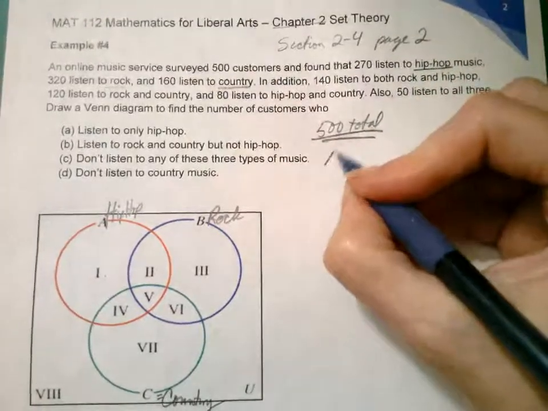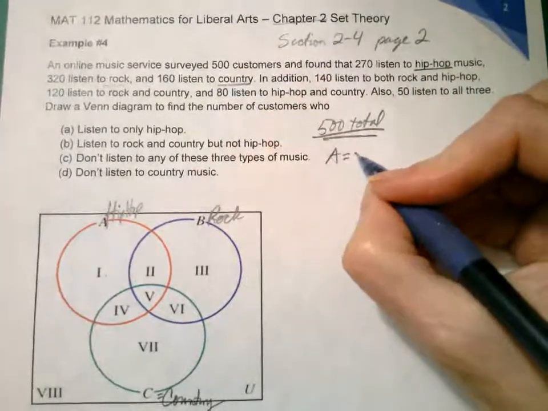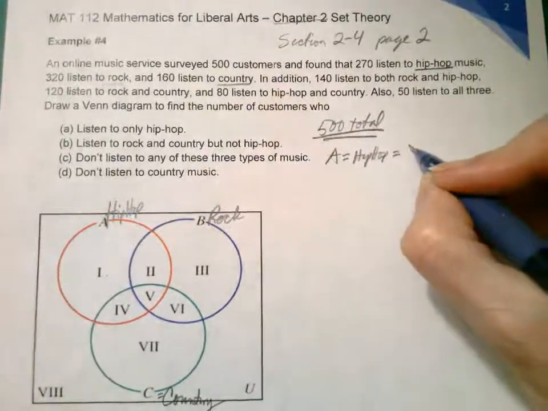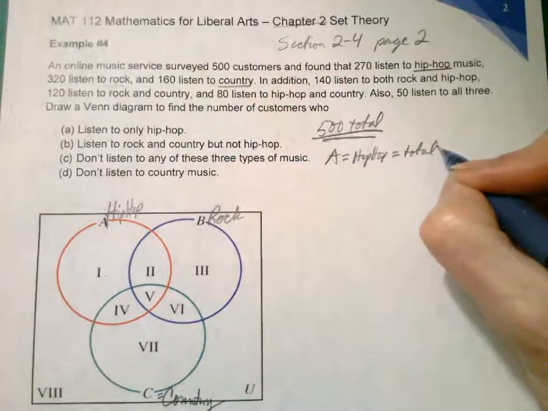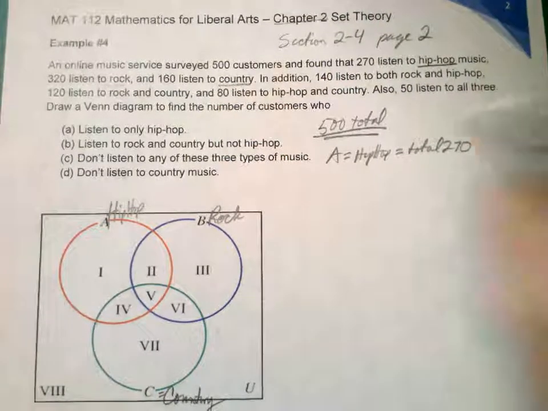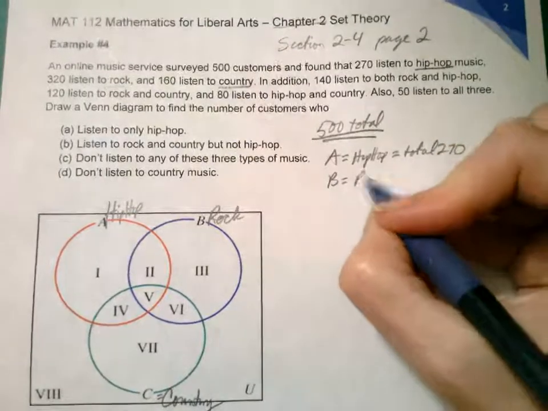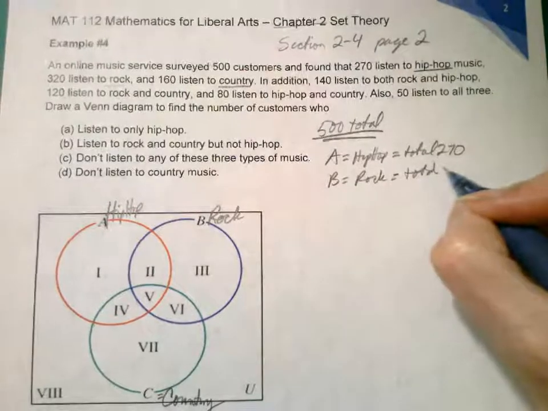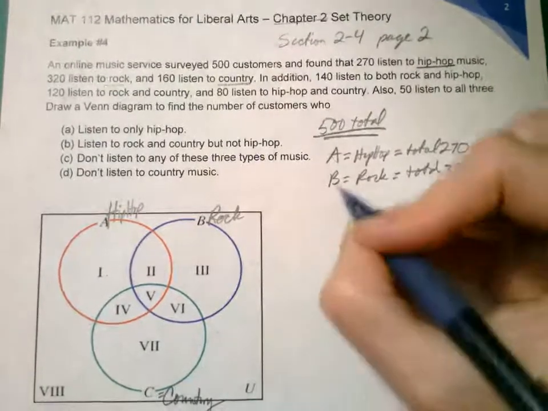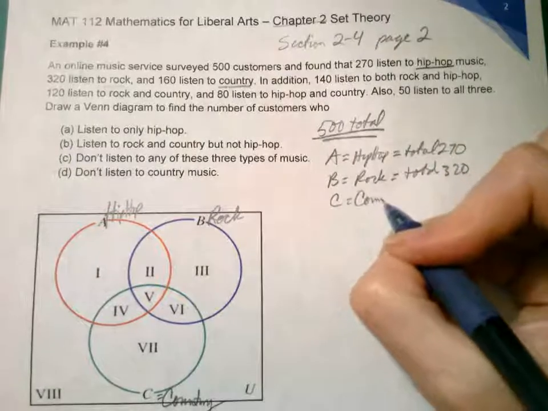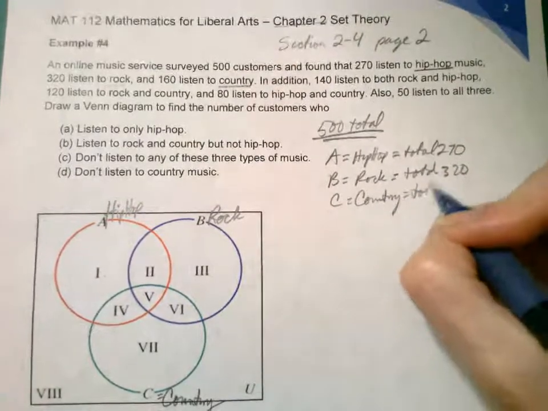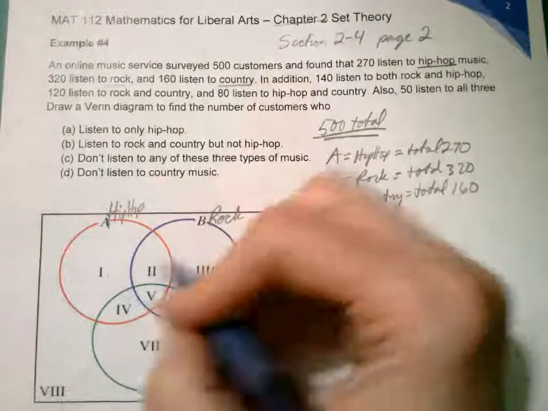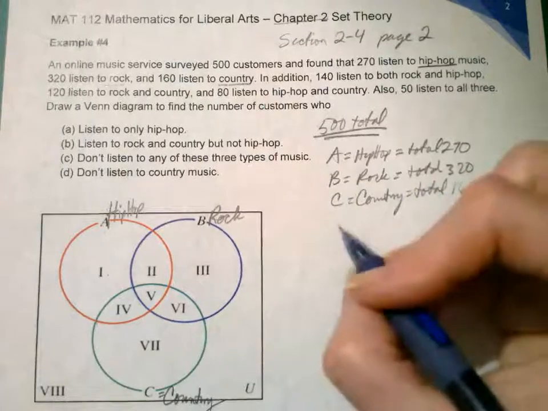And then A, which I am making my hip hop, has a total of 270 listeners. B, which I'm making my rock, has a total altogether for the set of 320. C for country, total 160. Can't write them in yet because I don't know how this is broken up. All right, what else does it tell me?